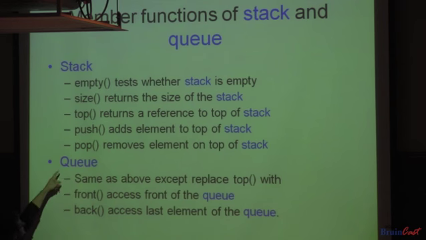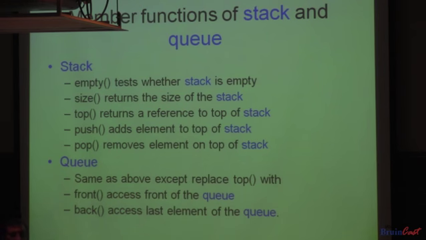With a queue, it's the same idea, except you're pushing and the order you push in is the order in which you pop out. Same as above, except replace top with front and back. So with the queue, you can access the front of the line and the back of the line. Which makes sense because if the front of the line gets popped off, you need to be able to access the front of the line, pop it off. If you push somebody on, you need to be able to access the back of the line so you can make sure everything gets added correctly.